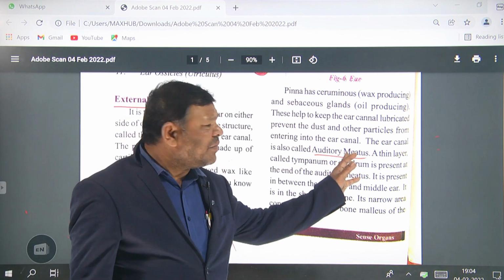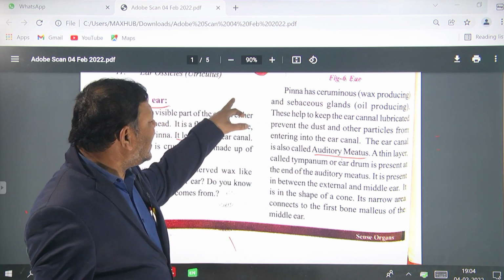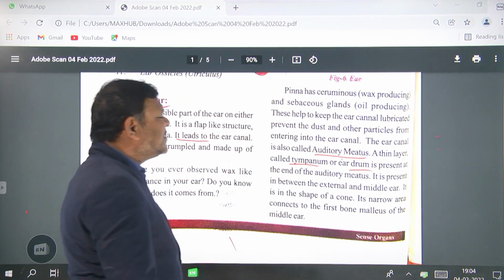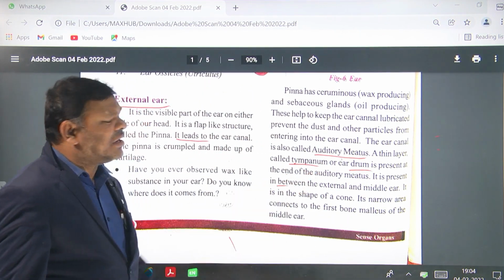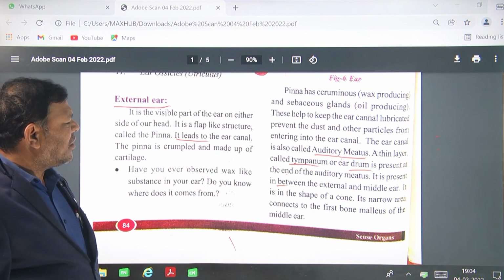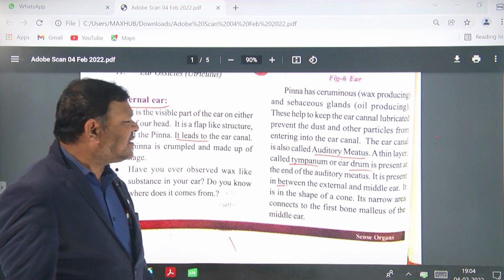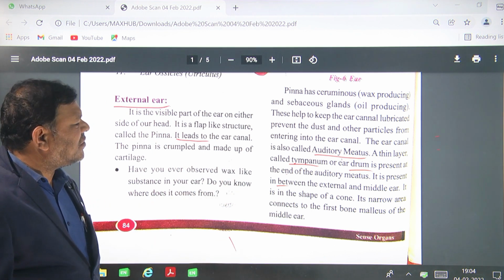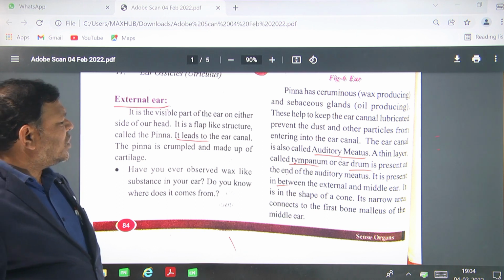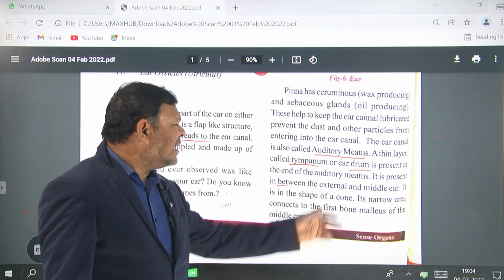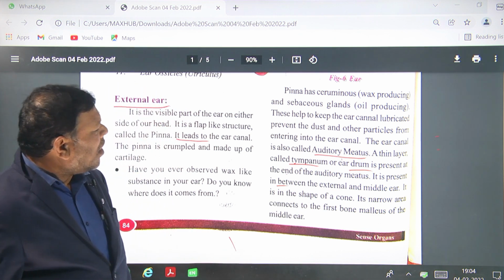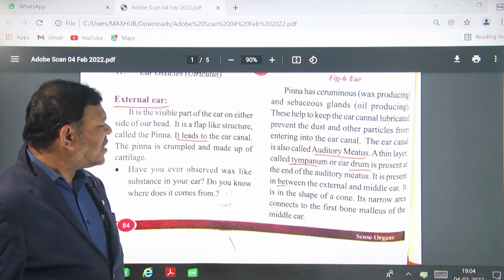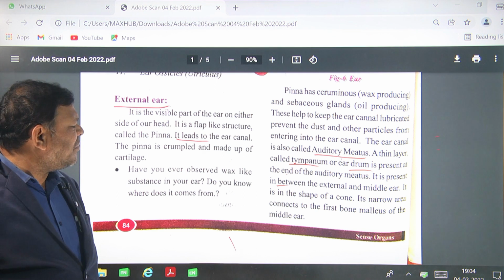After the auditory meatus, a thin layer called the tympanum or eardrum is present at the end of the auditory meatus. It is present between the external ear and middle ear. It is the shape of a cone, and its narrow area connects to the first bone, the malleus, of the middle ear.